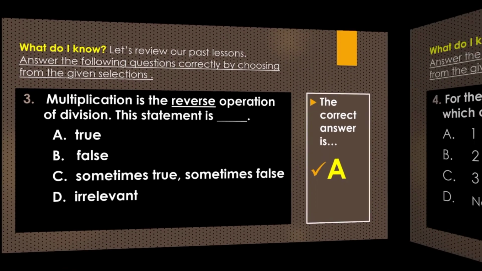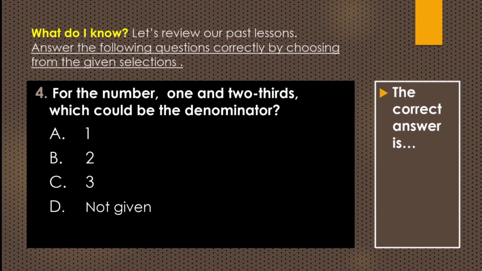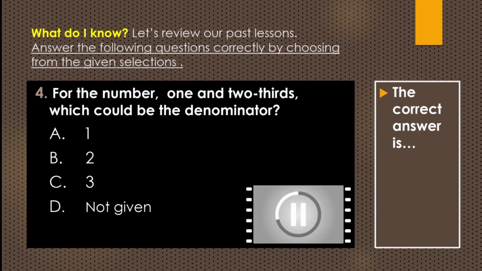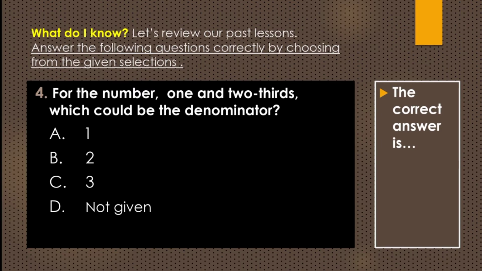Next question. For number 4, for the number 1 and 2/3, which could be the denominator? A. 1, B. 2, C. 3, D. Not given. The correct answer for number 4 is letter C, 3.